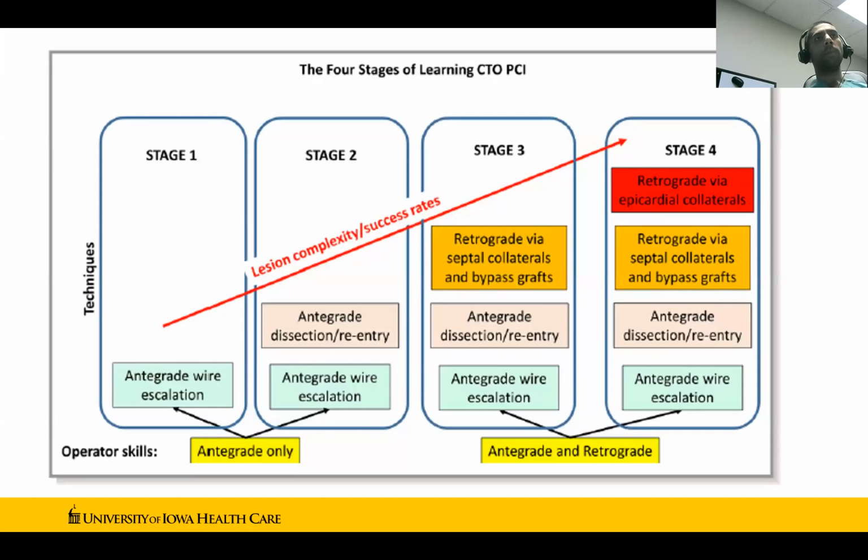Now, going back to the point, why is it important to have every single technique? As you learn these techniques, all operators will start off knowing antegrade wire escalation, knowing your wires, then learning the dissection reentry, and then eventually getting to the retrograde techniques. This is very important to actually help your patients and not have to stop at a certain point, because your lesion complexity and your success rates actually improve as your knowledge of all the techniques improves.